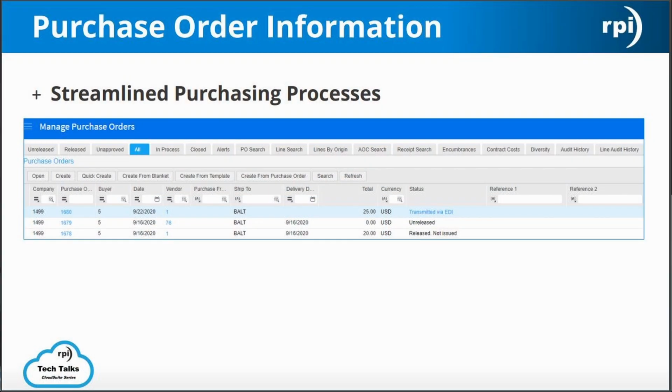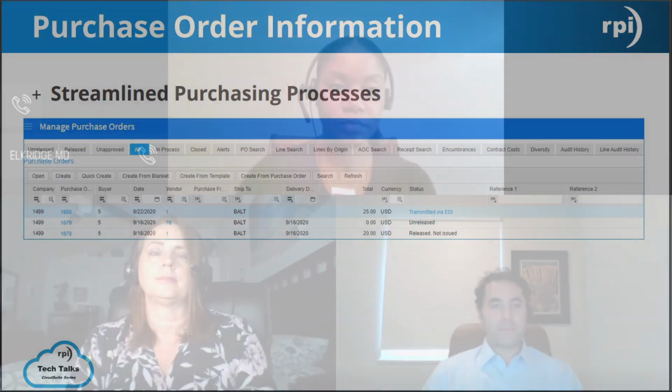Okay, purchasing processes have been consolidated into fewer screens with multiple tabs, allowing buyers to perform more functions with fewer clicks. The majority of buyer functions can be performed from the Manage Purchase Order screen. From here, buyers can view all purchase orders by status, search for PO lines, search for receipts, or view peripheral information as it pertains to encumbrances, contract costs, and diversity spend.